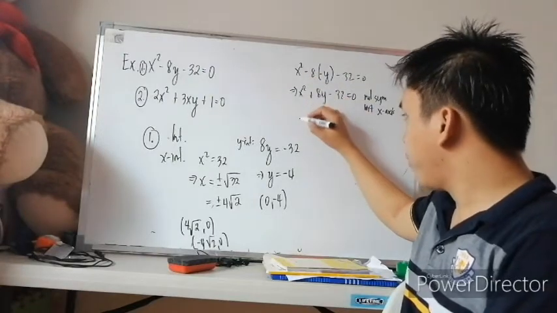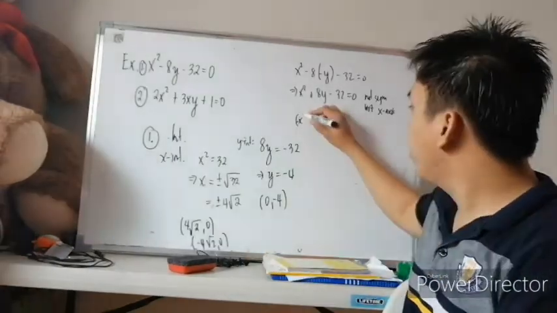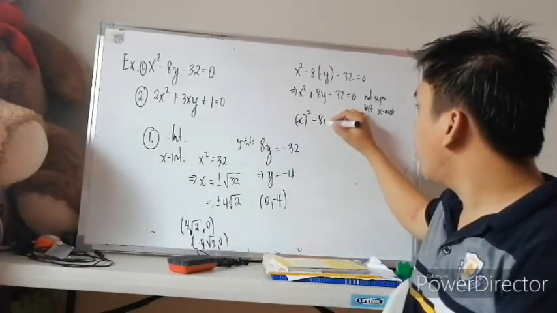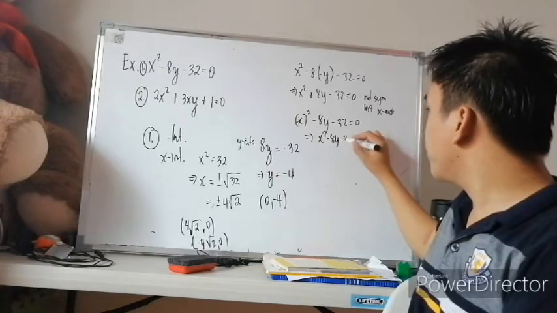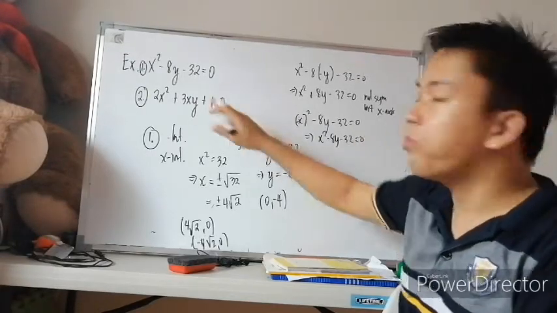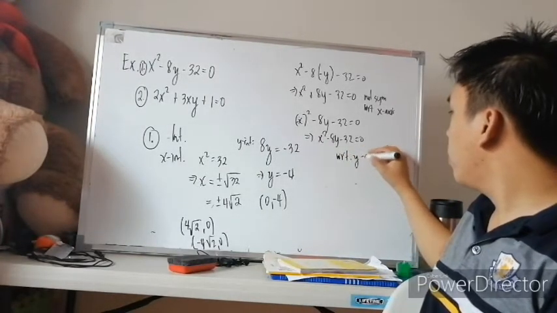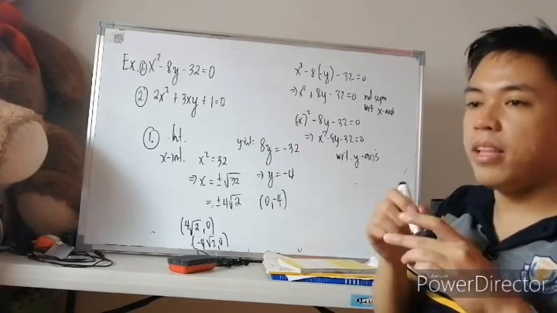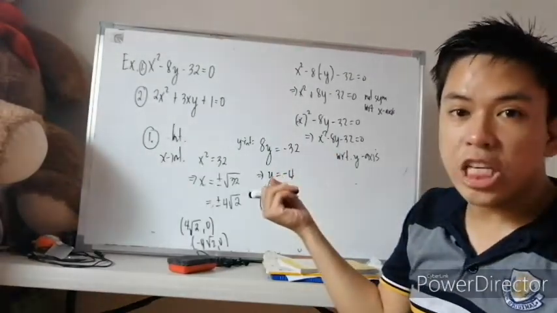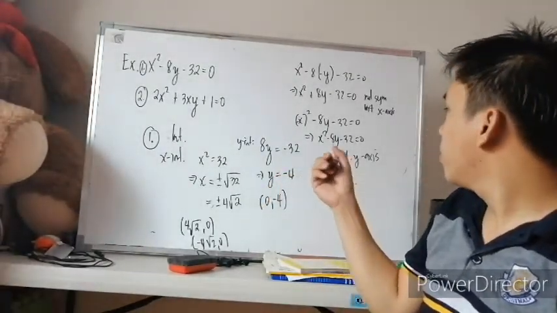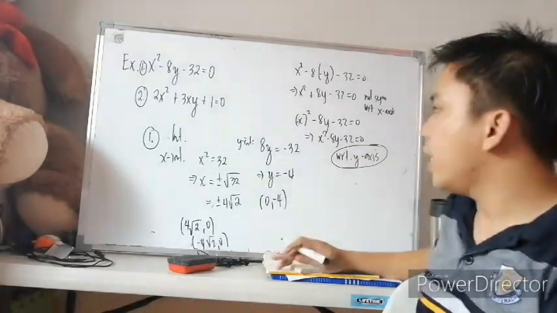So let's check if it's symmetric with respect to the y-axis. Let's replace x by negative x. So negative x squared minus 8y minus 32 equals 0. You will get x squared minus 8y minus 32 equals 0, which is the same as the original equation. Therefore, this is symmetric with respect to the y-axis. Since this is not symmetric to both x and y, this equation is not symmetric with respect to the origin. So the only symmetry is with respect to the y-axis.